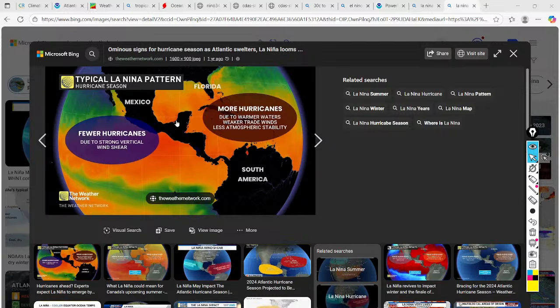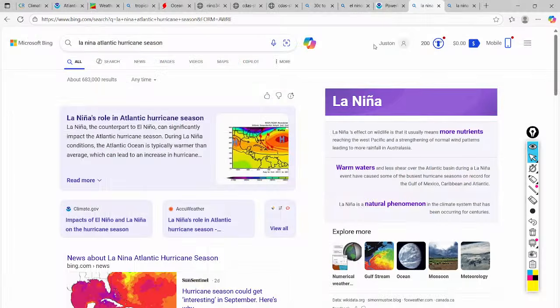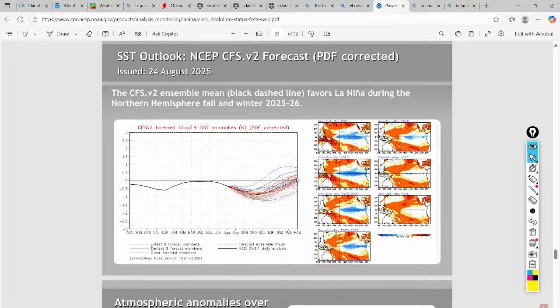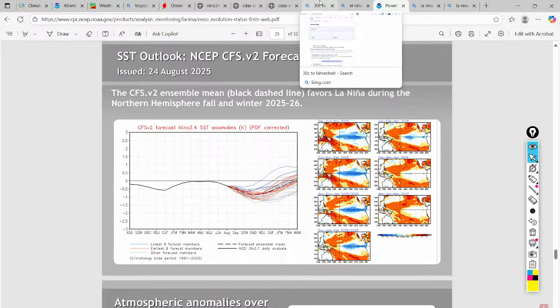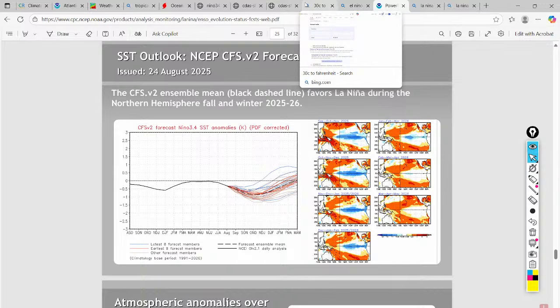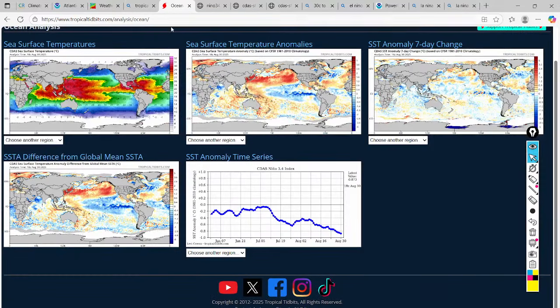So basically, this is what the La Nina pattern does. We already looked at the PowerPoint. We have a very conducive pattern. If anyone in the chat wanted me to look at this, there you go. We're in a very favorable La Nina, which is likely to help the Atlantic hurricane season.